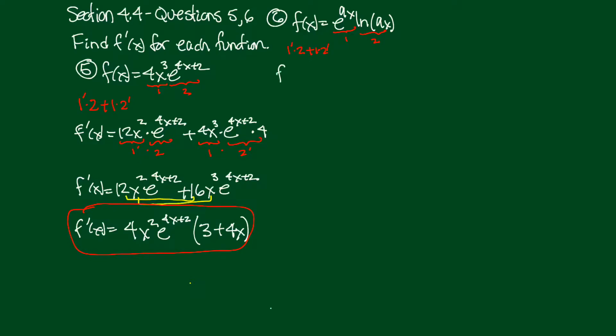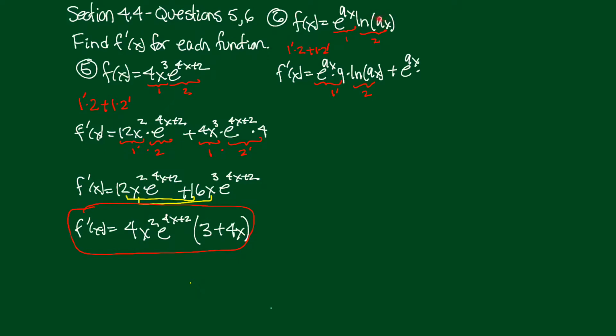So let's go here. F prime of x is going to be, now the derivative of the first. The first is this exponential. It's the function itself, e to the 9x, times the derivative of the exponent, which is that 9, times the second, natural log of 9x. So here it is. Here is the derivative of the first times the second, plus the first, e to the 9x, times the derivative of the second.